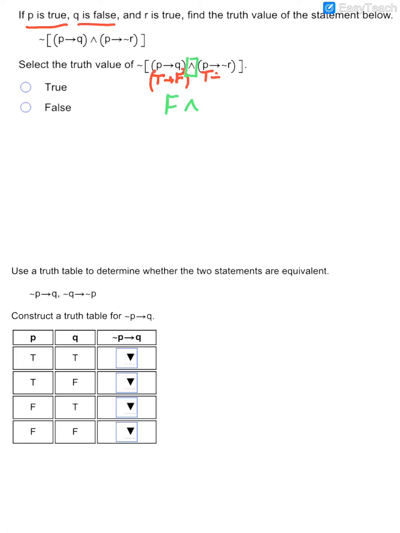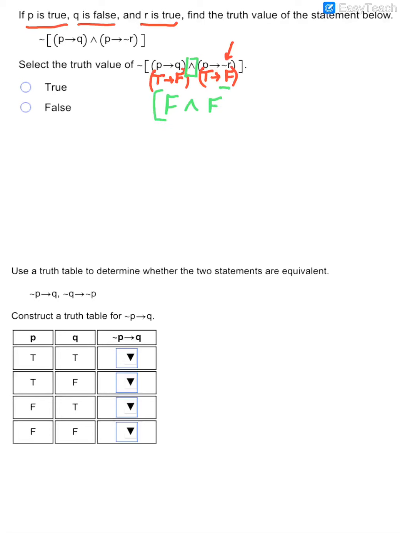And then I have an arrow again. They're telling me my r value is true, but notice this says the negation of r. So if r is true, the negation of r is false. And so once again, if I evaluate that set of parentheses, I know the conditional is false when I have true then false. So that would be a false as well.